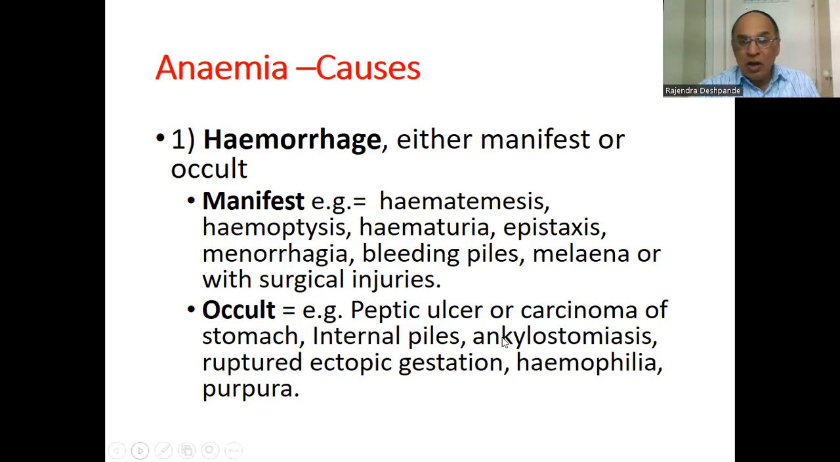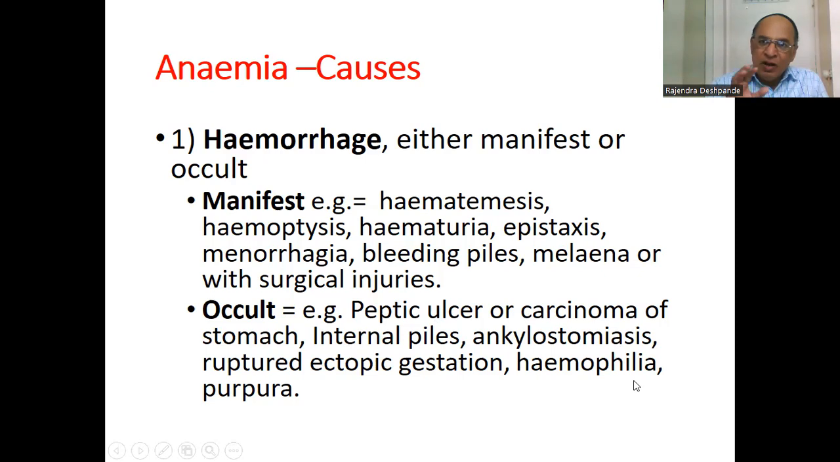Okay. Then occult blood may be due to peptic ulcer. It may be carcinoma of the stomach, so drop by drop bleeding may come into the intestine and come out of the rectum. This is also possible. Then internal piles, then ankylostomiasis, which is a typical worm infestation. Ruptured ectopic gestation, which is related to pregnancy, so don't forget this cause. Then hemophilia.